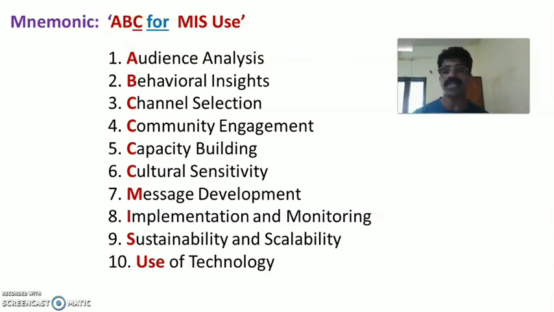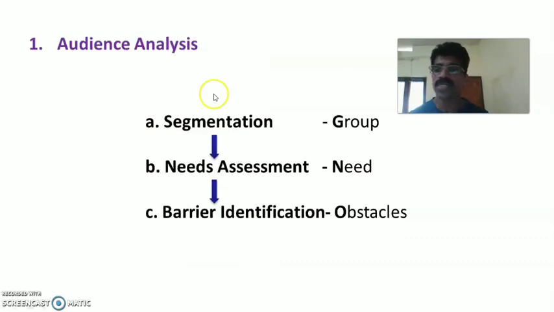Now let us discuss in detail this ABC for misuse, or the 10 strategies of social and behavioral change communication, that is SBCC. The first one is audience analysis. Analyze the audience. Audience is nothing but the individual, family and community. It includes segmentation, need assessment and barrier identification.